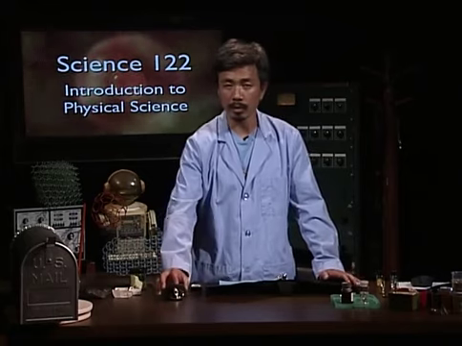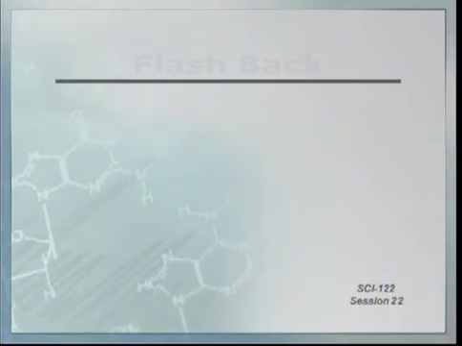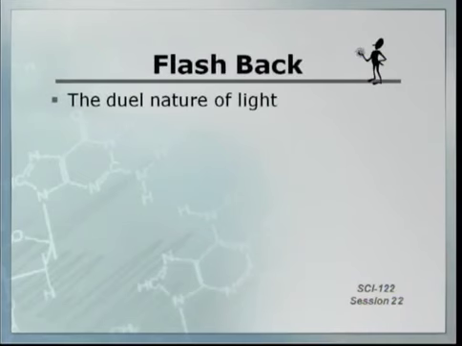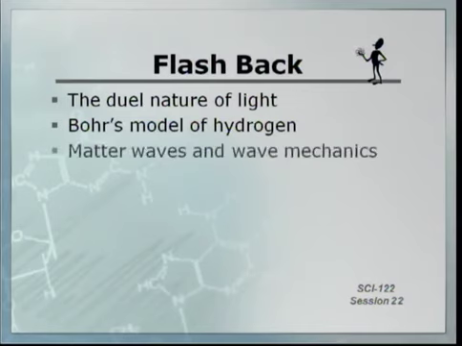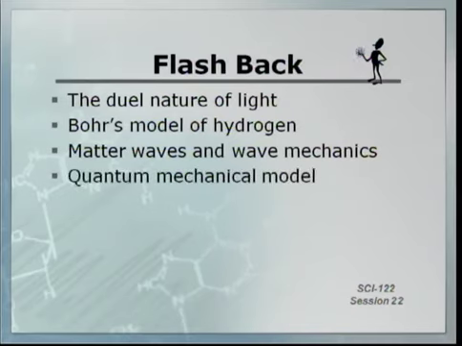Before we do that, however, let's take a look at a flashback of what we did last time. We talked about the dual nature of light, which led to Bohr's model of the hydrogen atom. Then, in further advancing it, we looked at matter waves, the other duality, in which matter becomes like a wave. That led to wave mechanics and ultimately to the quantum mechanical model of the atom itself.